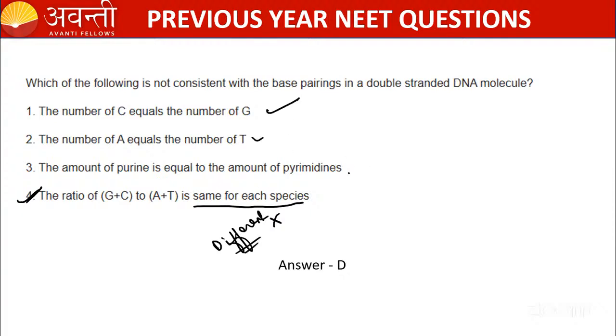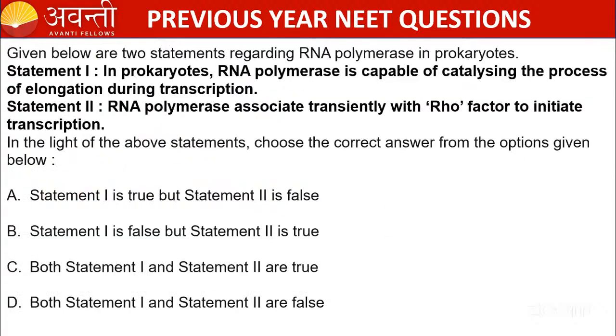The other option is also correct, where the purines are equal to the pyrimidines. Yes, because A is going to pair with thymine, and G is going to form hydrogen bonds with cytosine with the triple bond, which means they should be equal, right? Purines equal the pyrimidines. Okay, then coming to the next statement.